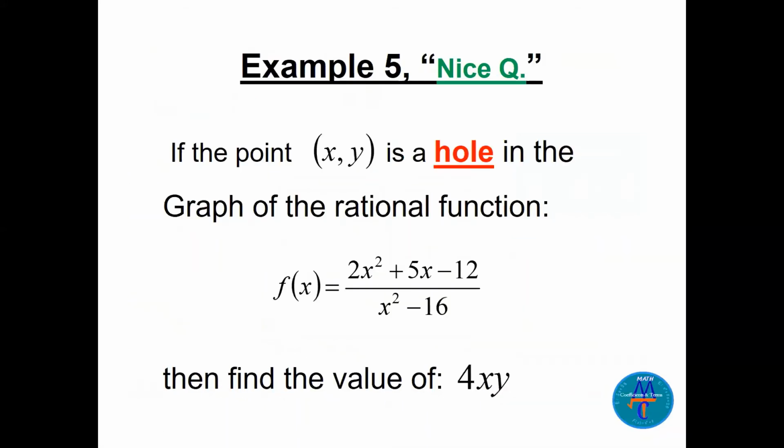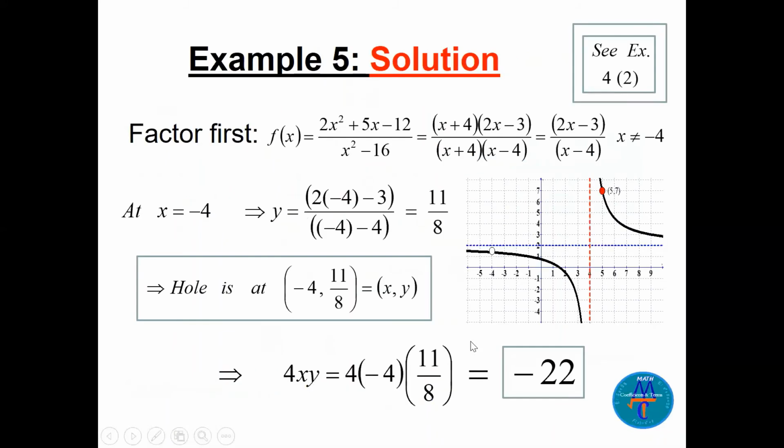Now, if the point xy is a hole in the graph of the rational function, find the value of 4xy. See, this question says that we have a hole in this function in the graph, and this point is xy. Let's find 4xy. Now, if you go to the previous example 4, this is the same question. Cancel x plus 4. See the same question? 2x minus 3 over x minus 4.